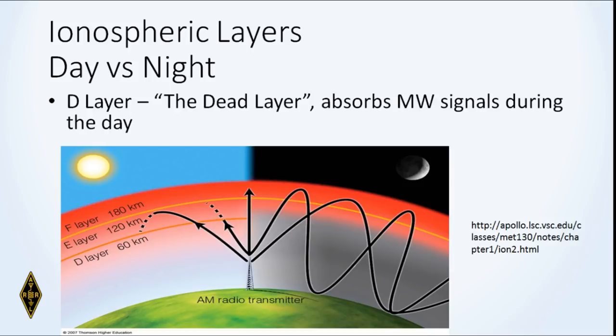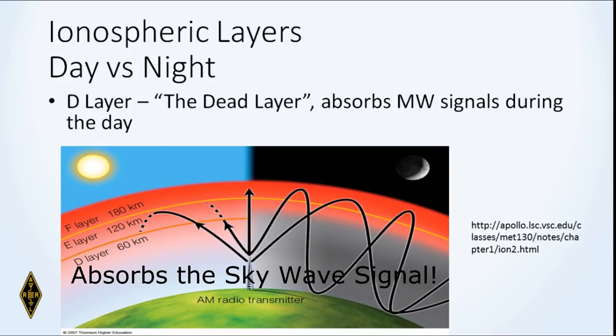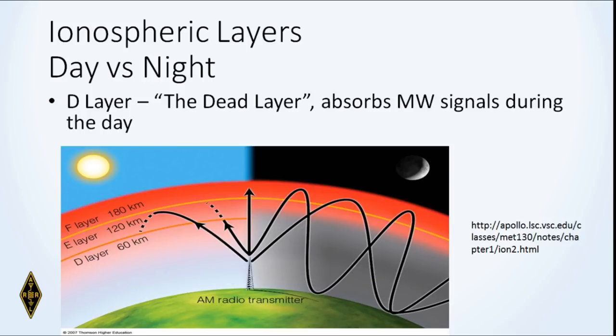I like to call the D layer the dead layer. The D layer only appears when the sun is shining. Because of all of the energy coming from the sun, it ionizes the ionosphere all the way down to the D layer. And the D layer absorbs the ground wave signal from AM radio stations. So that's why you don't hear long distance AM radio during the day. It's because of the D layer of the ionosphere.